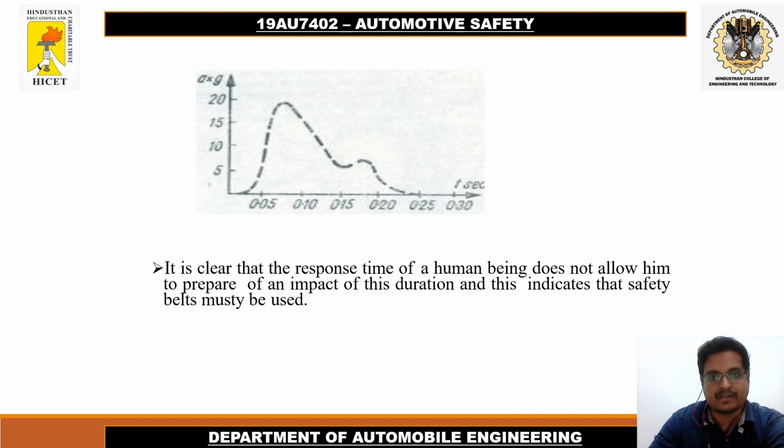So in this graph, the x-axis is time in seconds, and the y-axis is the force generated. This graph clearly shows that the response time of a human being does not allow him to prepare for an impact of this duration, and this indicates that safety belts must be used. So you can see that the impact happens and it also generates more energy in a quick time. So a proper crumble zone should be designed and fabricated to ensure the safety of a driver.